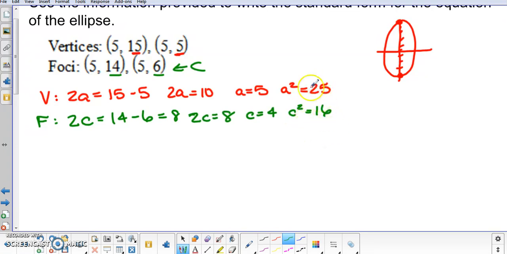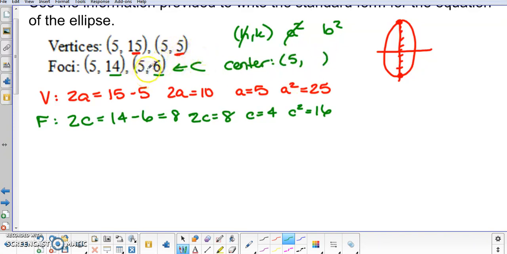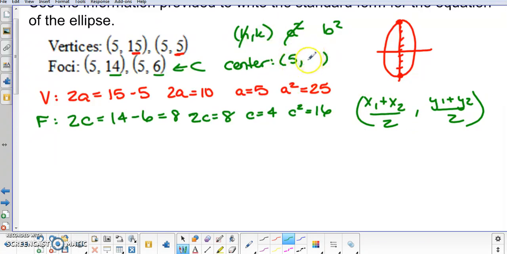All right. So now the whole thing is that I need to find h, k, a squared, and b squared. Well, I've got a squared. I can look at this and figure out what h is, but I have no idea what k is. So my center is at 5, something. So I need to find the midpoint. Your midpoint formula is x1 plus x2 over 2, y1 plus y2 over 2. That's what you're doing to find your midpoints here.